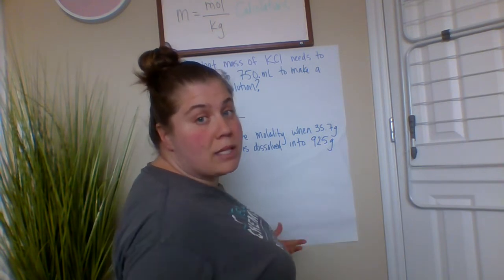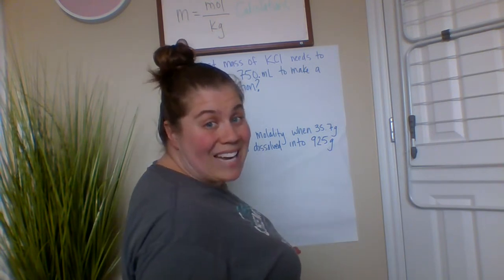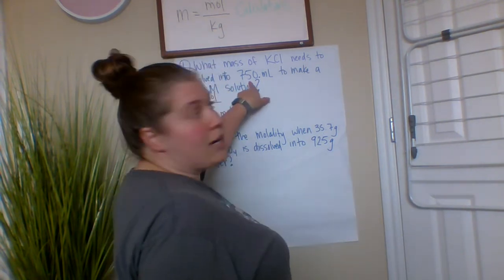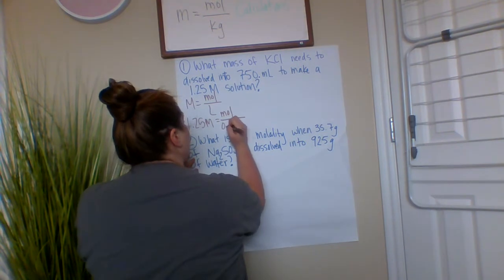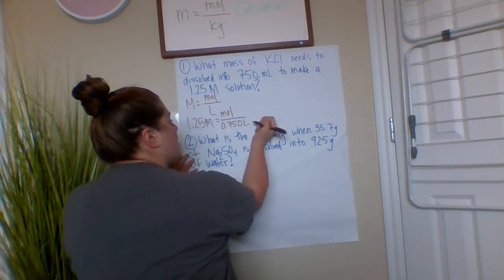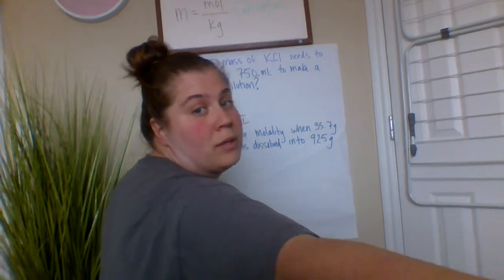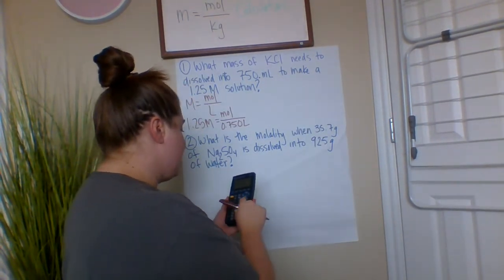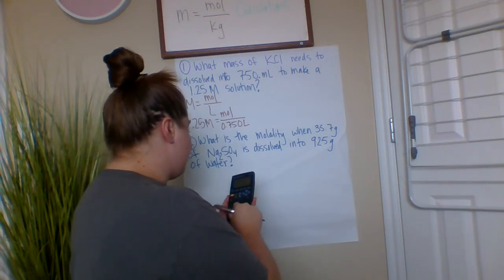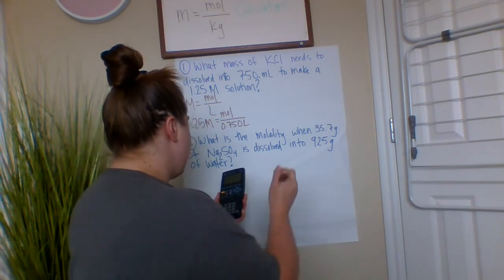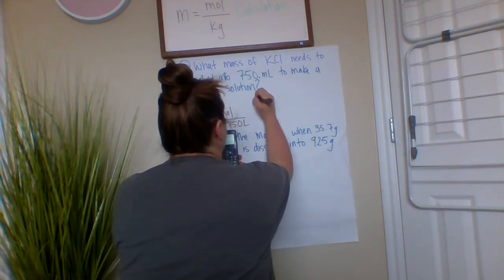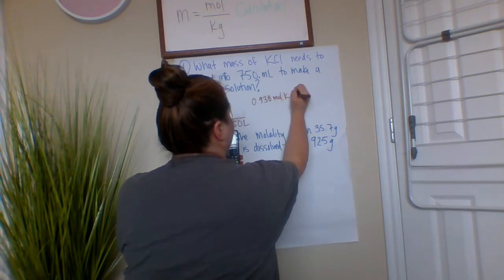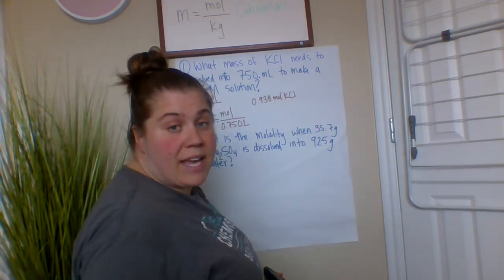Remember, to convert milliliters to liters, you're going to divide by 1,000 or move the decimal place to the left 3 times. So 750 milliliters is now going to be 0.750 liters. Okay, so now we're going to do math to get this. So I'm going to put in my calculator 1.25 times 0.750, and I get out 0.938 moles of KCl. So that's how many moles of KCl I need.